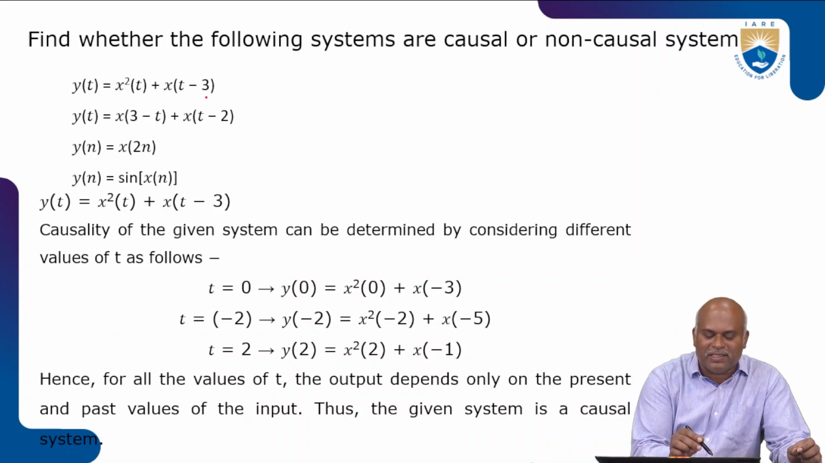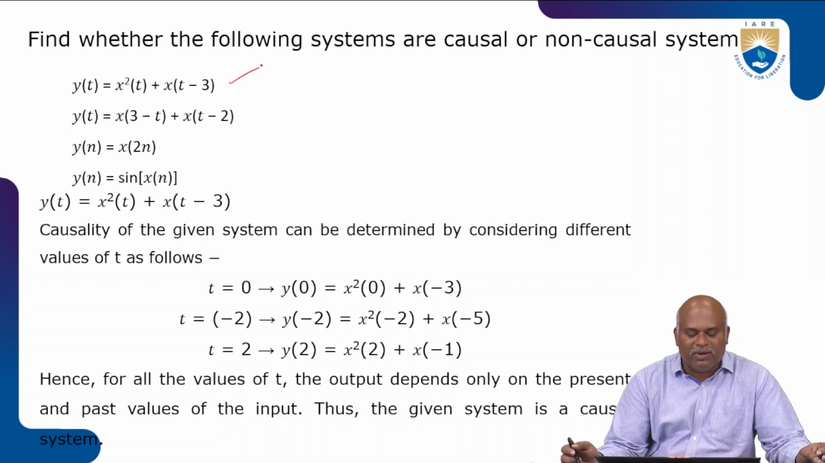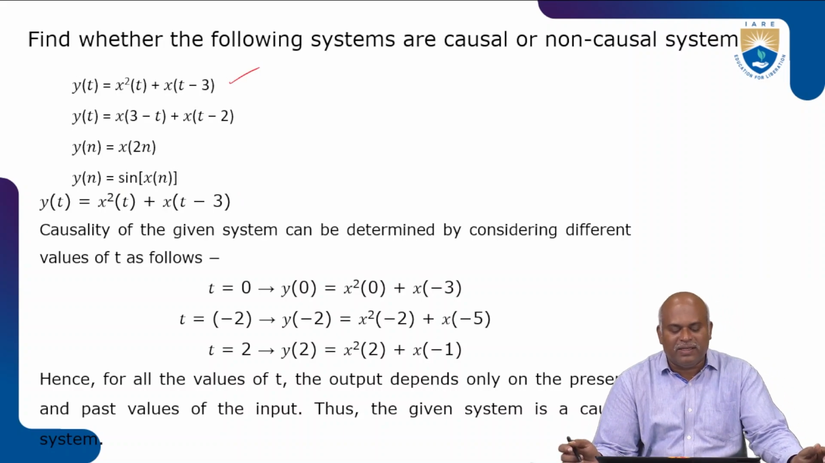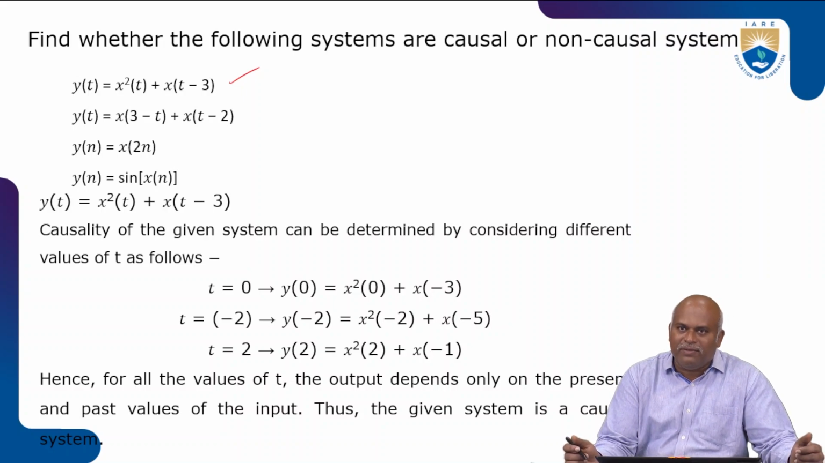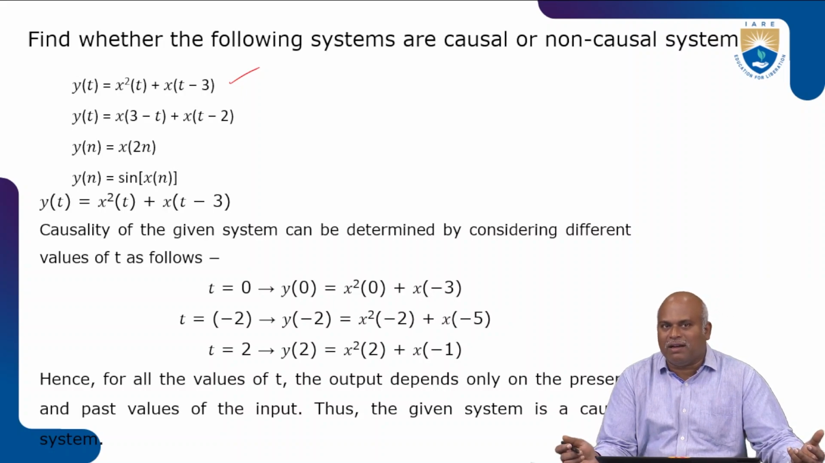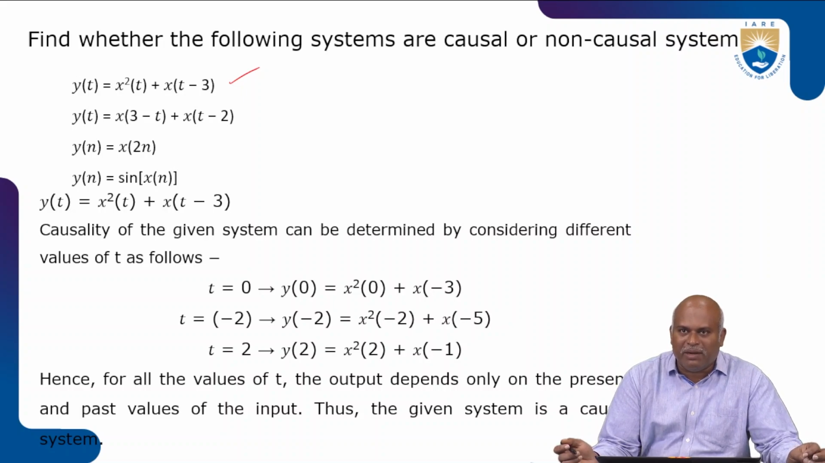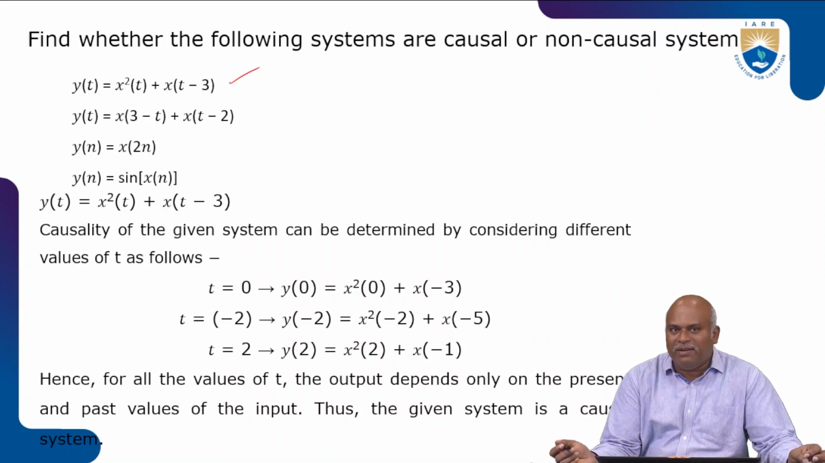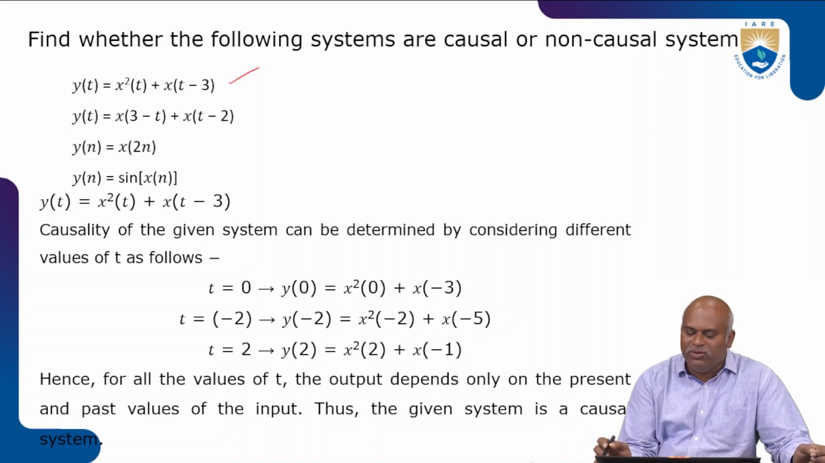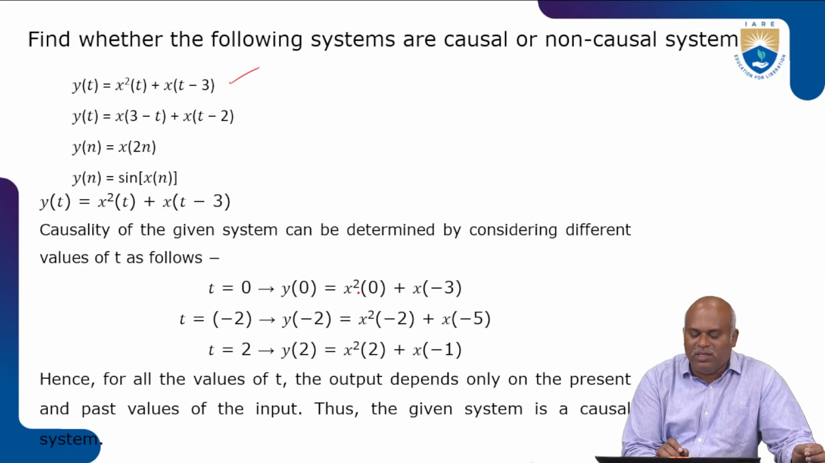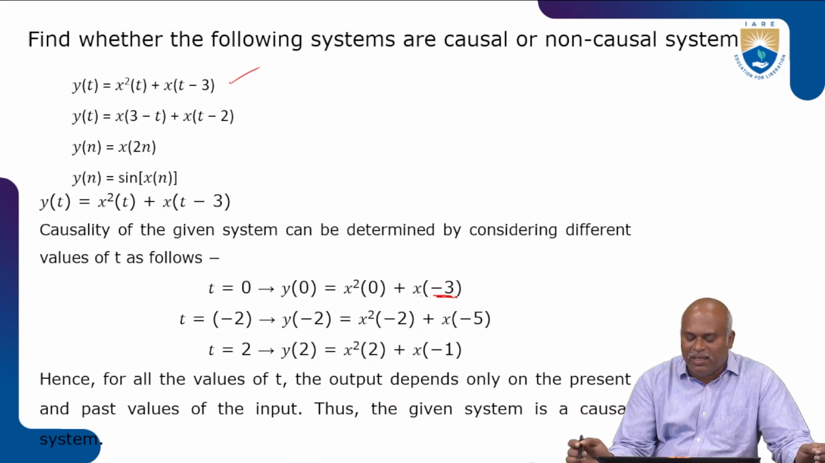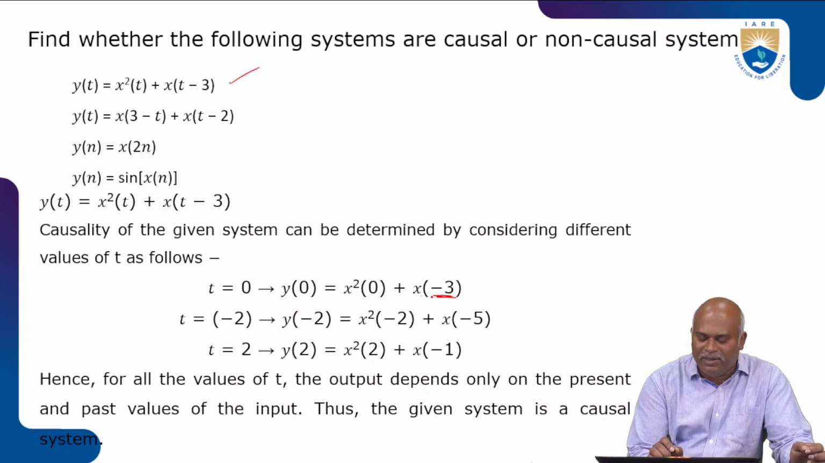First, we take the first example: y of t is equal to x square of t plus x of t minus 3. For this system, we need to prove whether it is causal or not. The causality of a system can be determined by considering different values of t and substituting them. For t equal to 0, we substitute: y of 0 is x square of 0 plus x of minus 3. Please note down here x of minus 3.